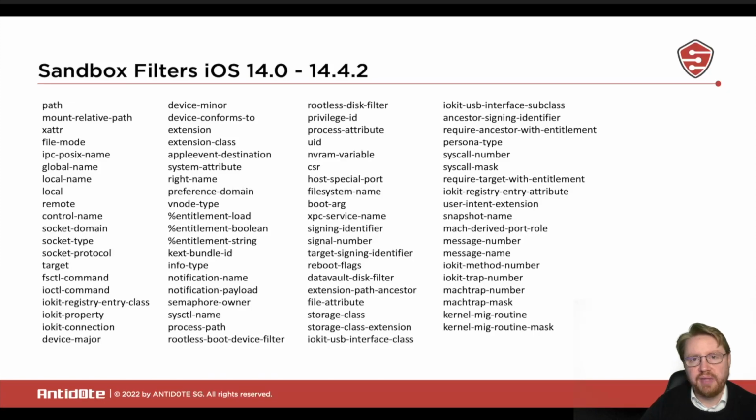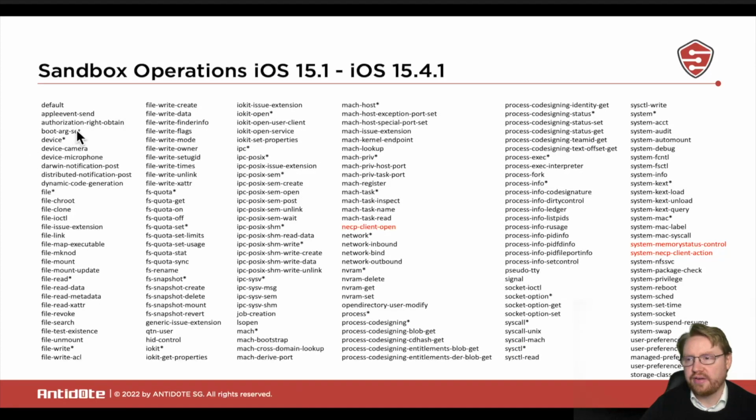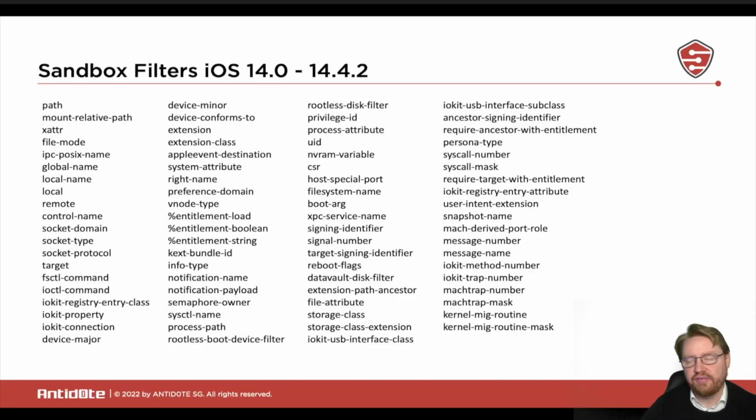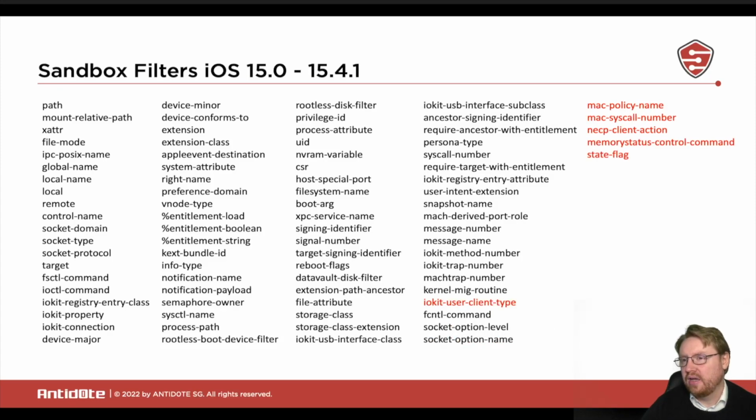In other cases it doesn't make so much sense. You also have the boot arg argument. This is likely for the boot arg set operation and stuff like this. And also of course with newer versions there's newer filters added. Here for example we have the fcntl command and the socket option level and name, which is also no surprise because in this version of iOS they also added the operations that are matching here. For iOS 15 there's also new filter types.